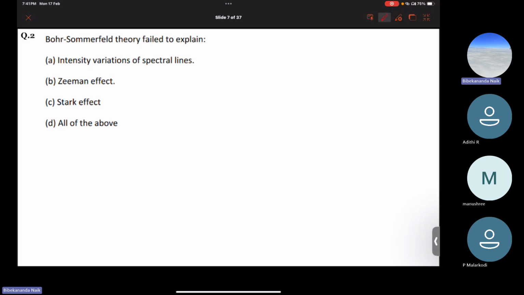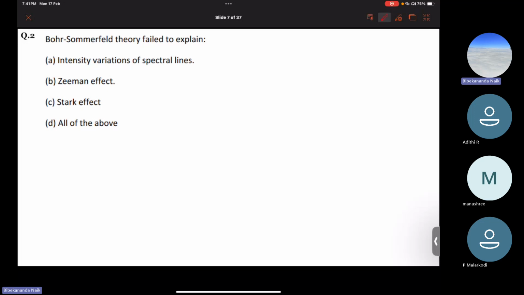In the normal Zeeman effect, a single line splits into three lines, and in the anomalous Zeeman effect, a single line splits into more than three lines, with no constant value. It can split into four, five, six, like that. So it depends upon the magnetic field. Also, we have the strength of the magnetic field.